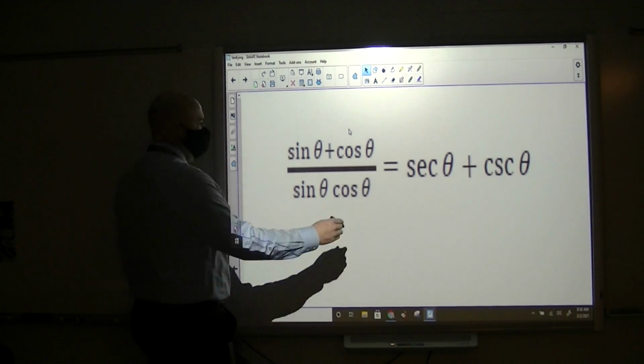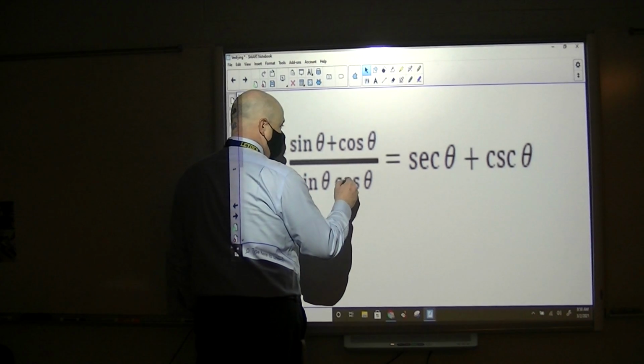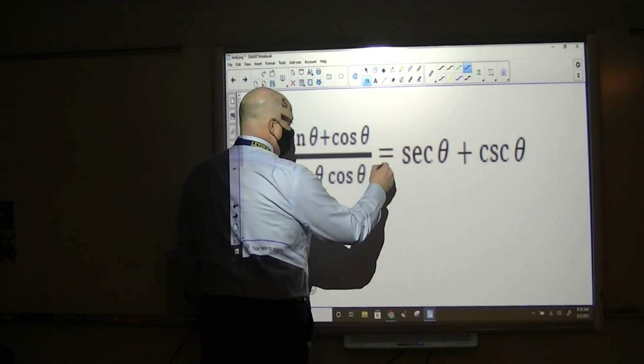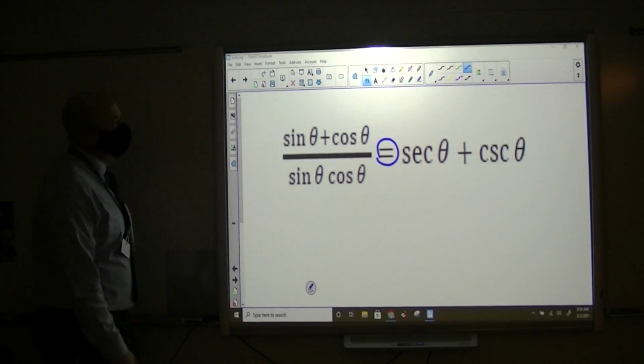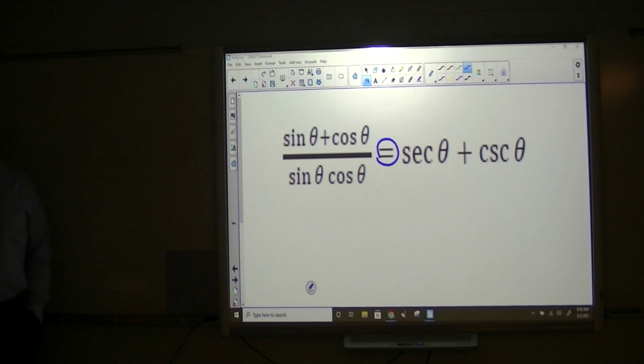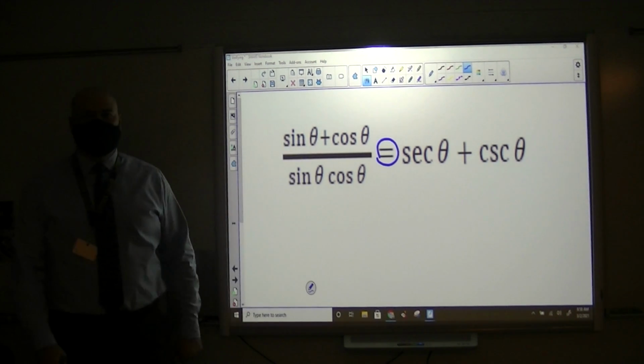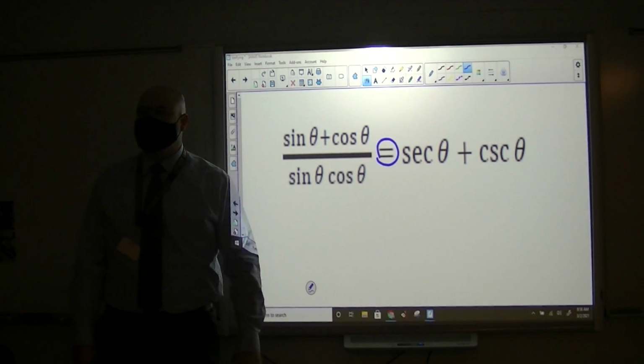Verify this. Let's take a look. Right, here's our equal sign. Always want to pay attention to that. Remember that verifying is make the 2 sides look the same. Clearly right now they do not, because the left side is a fraction and the right side is not.